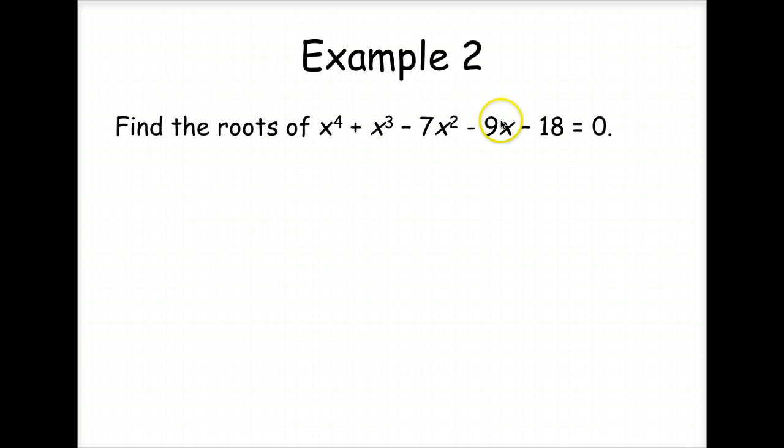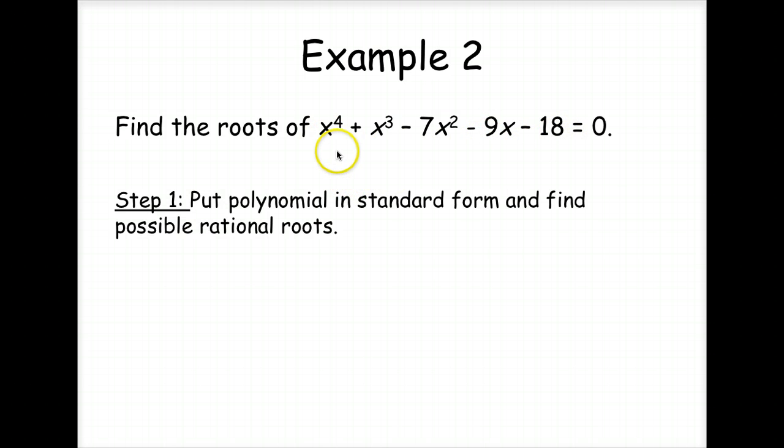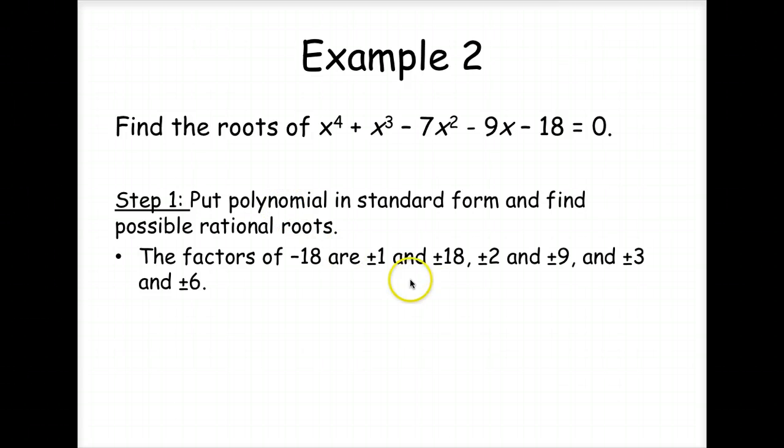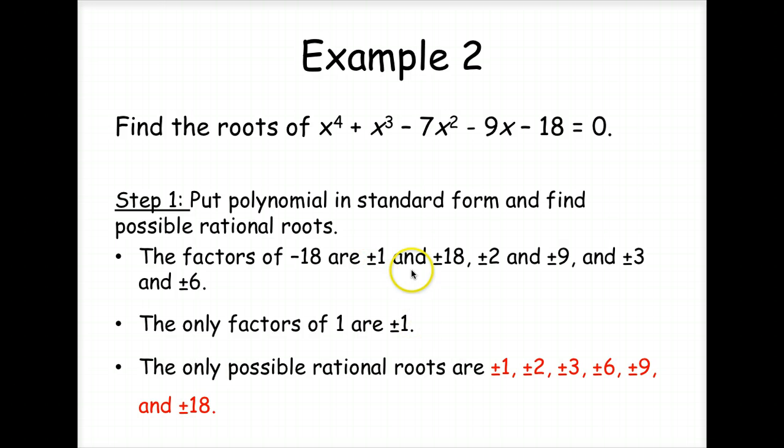4, 3, 2, 1, none. Okay, so we've got this in standard form. Now the possible rational roots, factors of negative 18 over 1. So here are the factors of negative 18. Factors of 1 are just plus or minus 1. So our factors are going to be 1, 2, 3, 6, 9, and 18 if we write them in order.